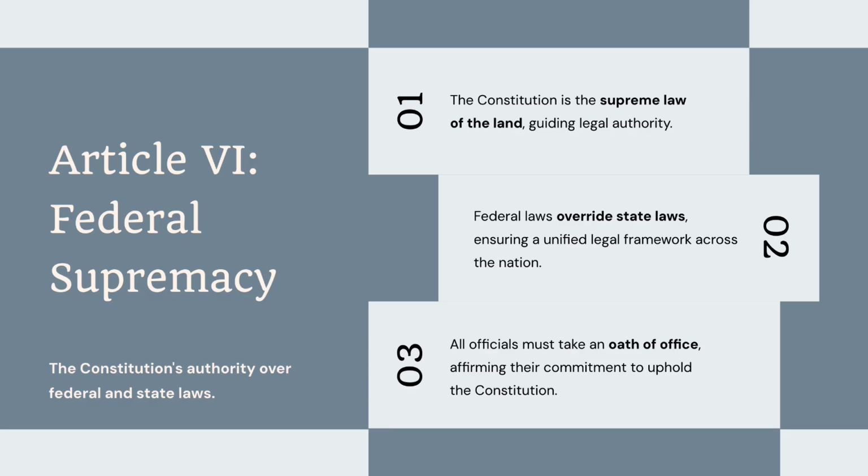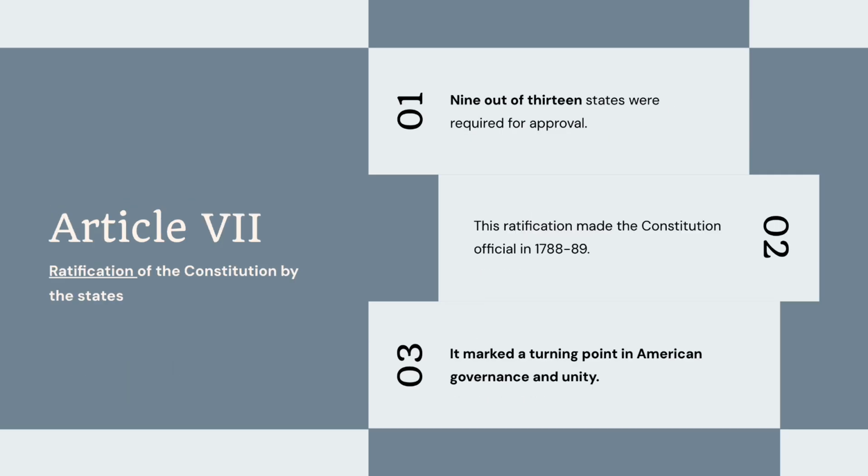Article 7. Ratification of the Constitution by the states. 9 out of 13 states were required for approval. This ratification made the Constitution official in 1788 to 89. It marked a turning point in American governance and unity.